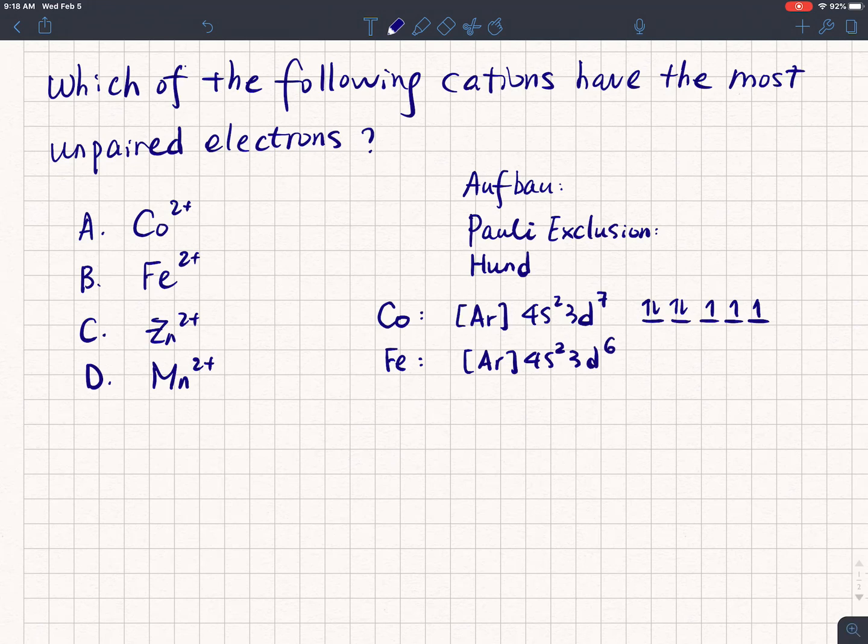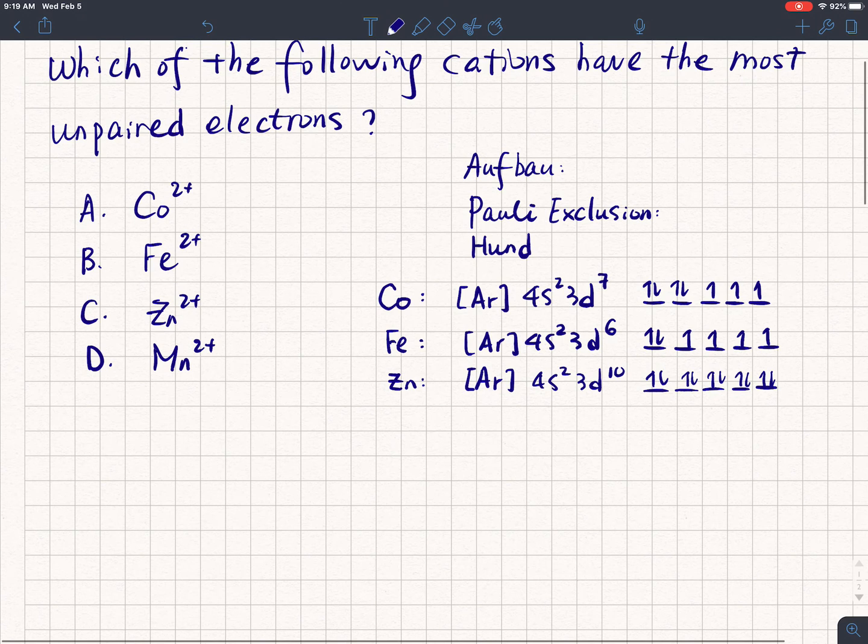4s2, 3d6. So for the 5 3d orbitals, only 1 of the orbitals has a pair, and all the other 4 have only 1 electron in them. And then zinc has 10 3d electrons. So zinc will be 4s2, 3d10. So for the 5 3d orbitals, all of the electrons have to be filled in pairs, because you have only 5 orbitals but you have 10 electrons.